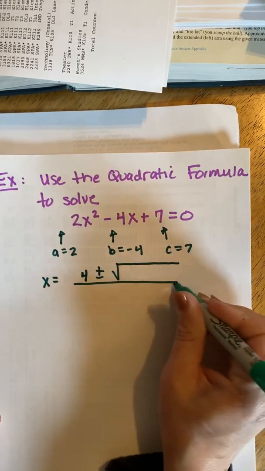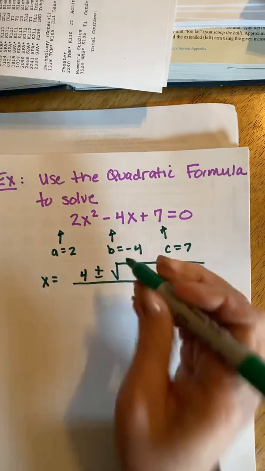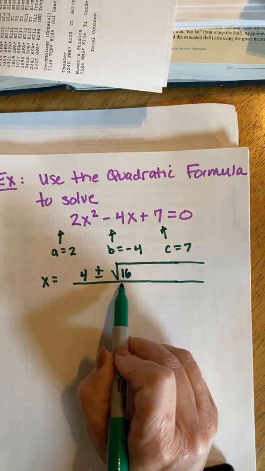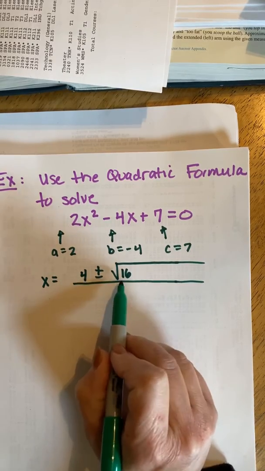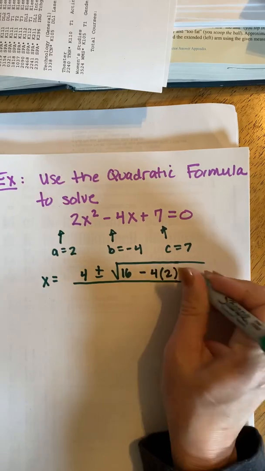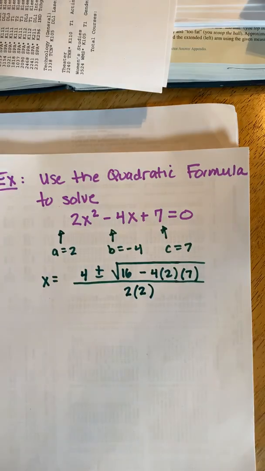Now here's where it's really important. If you square negative 4, negative 4 times negative 4 is 16. What appears under the radical first is always positive. So don't make the mistake of putting negative 16 here. Then it's minus 4 times A times C, all over 2 times A.